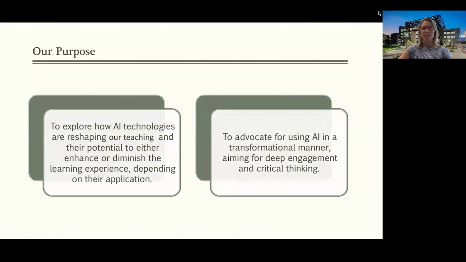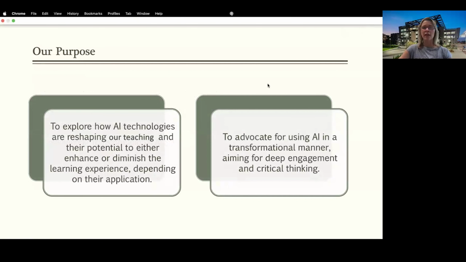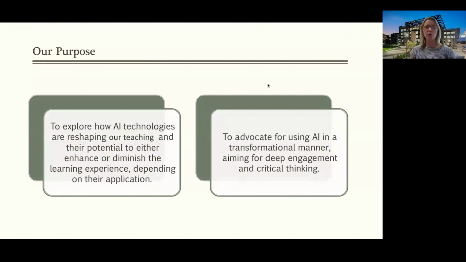Okay, so our purpose today, my underlying idea here, is for us to explore how AI technologies are reshaping how we teach in the classroom, and how we use these to either enhance or diminish the learning experience. Because depending on the application of almost all AI tools, I think there is potential for enhancement of learning or diminishing the learning process as well. And I very much advocate for using AI in a transformational manner. We'll talk a little bit about what that looks like exactly. So we want to aim for deep engagement and critical thinking.